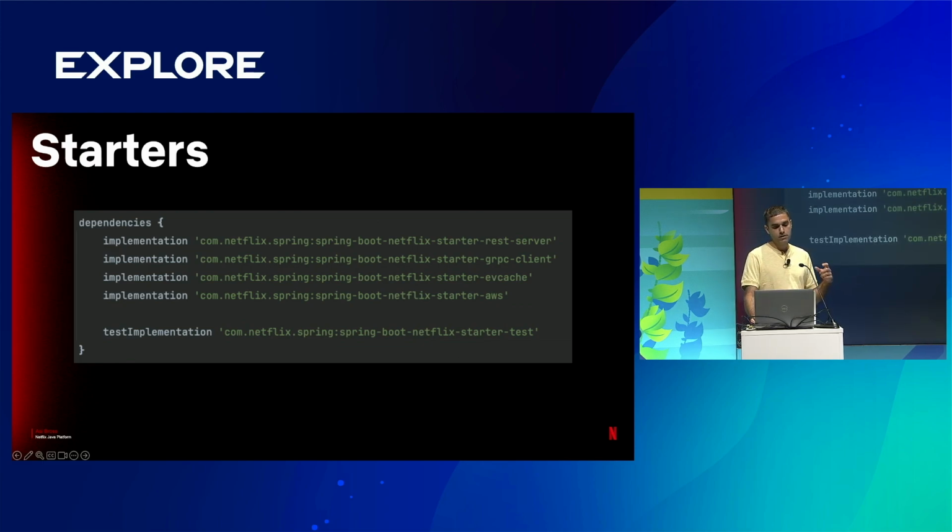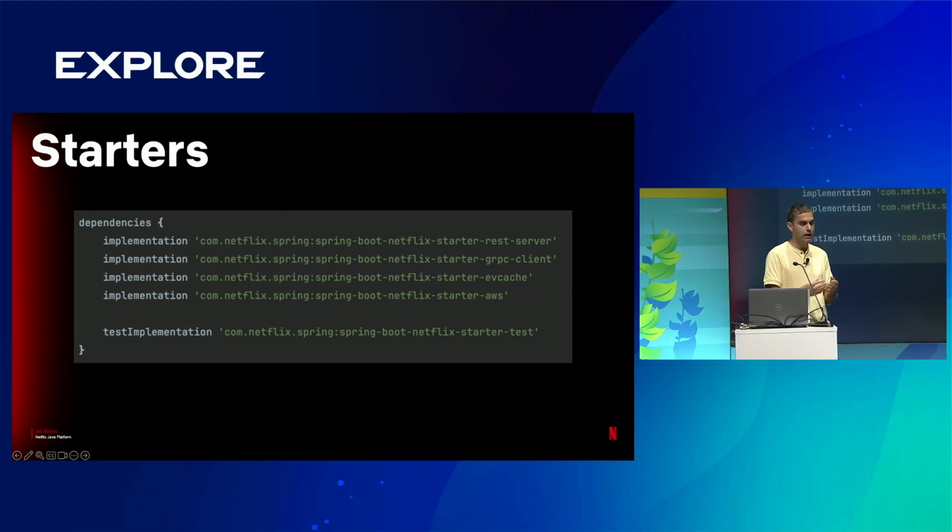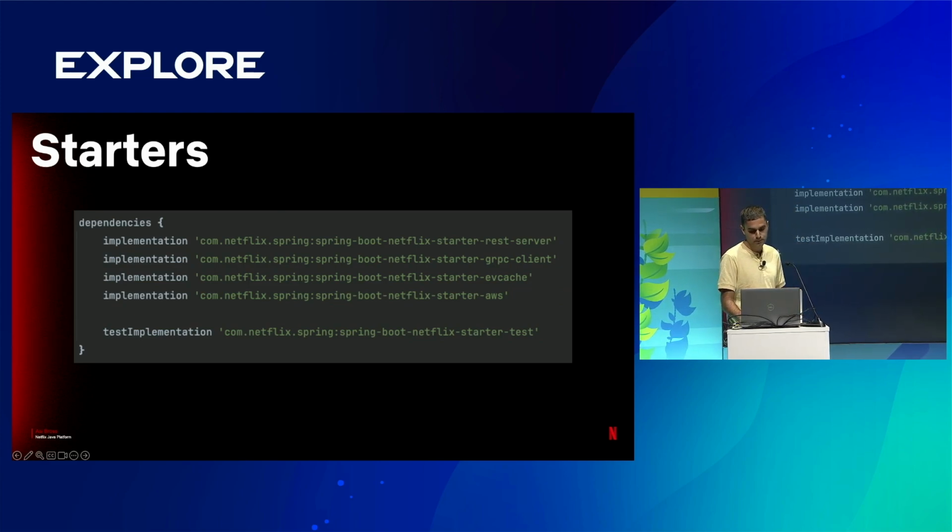Other types of starters would be like a gRPC client. If your application needs to communicate with a gRPC server, from your point of view, you just need to add a gRPC client and you have all the necessary dependencies you need to create a gRPC client and communicate.